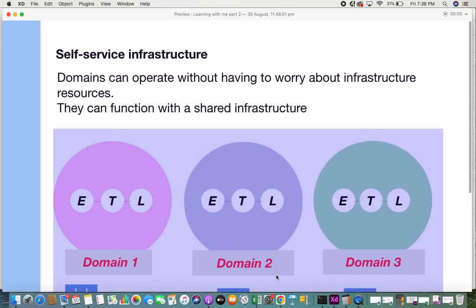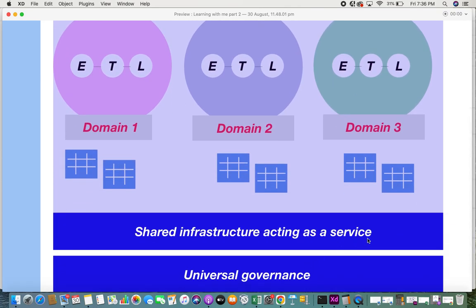So the next principle we have is self-service infrastructure. Domains can operate without having to worry about infrastructure resources. Every domain, as I said, has its own ETL pipelines. For these pipelines, they definitely require infrastructure. So they don't have to worry about whether they have the necessary resources or not, because there is going to be a shared infrastructure in place that is shared with every domain in that particular architecture. So infrastructure over here is acting as a service.